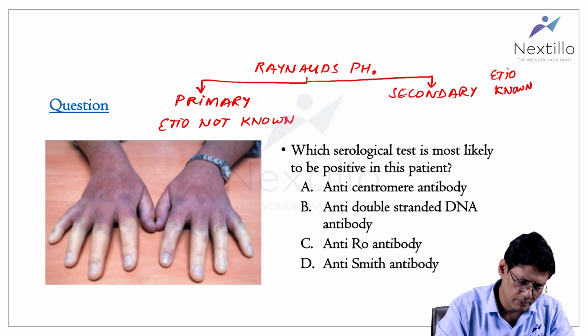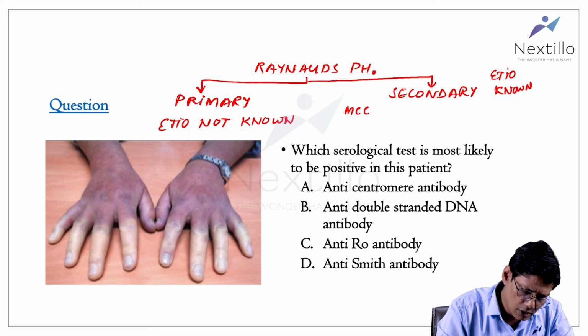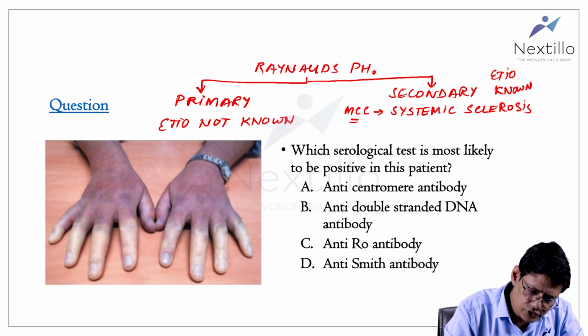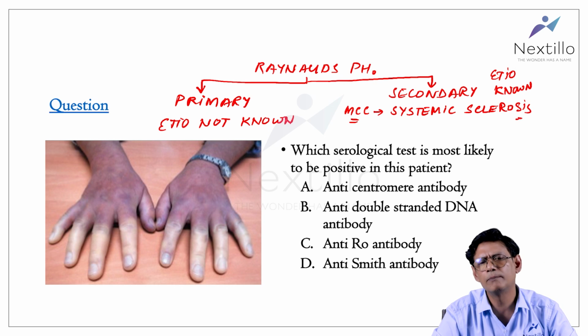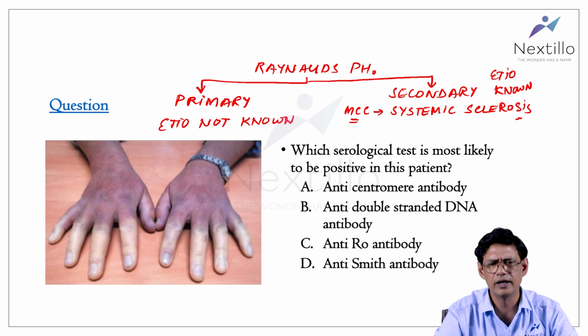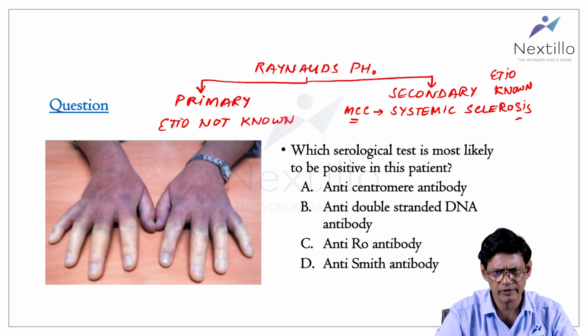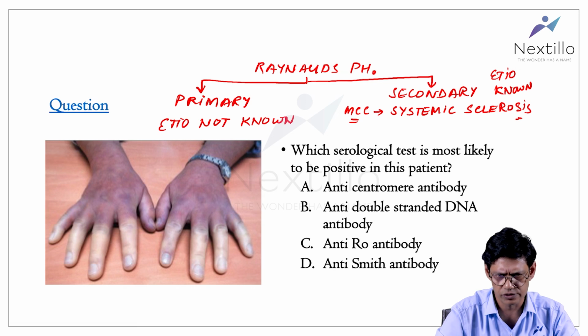By far the most common cause of secondary Raynaud's is systemic sclerosis. Systemic sclerosis encompasses a number of different types of varied diagnoses like scleroderma, CREST syndrome, and all of these. They are all encompassed in systemic sclerosis.